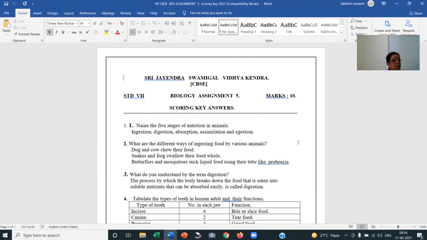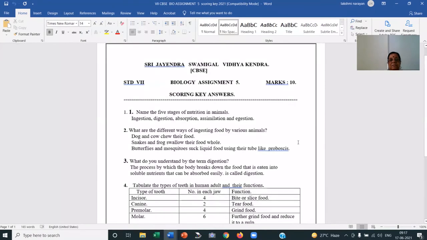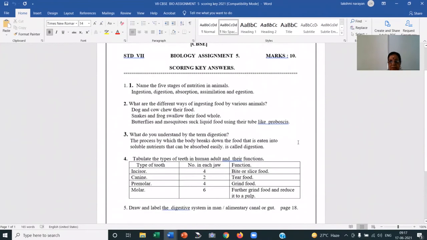Okay. The next one: what are the different ways of ingesting food by various animals? Dog and cow chew their food. Snakes and frogs swallow their food as a whole. And butterflies and mosquitoes suck liquid food, such as nectar, using their tube-like proboscis.